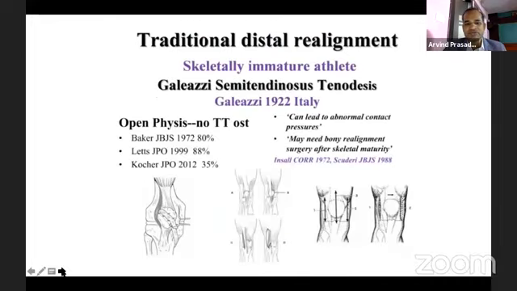Another surgery for those skeletally immature athletes is the Galeazzi, where the semitendinosus is taken and drilled into the patella and sutured over that. So this acts as a check-rein.